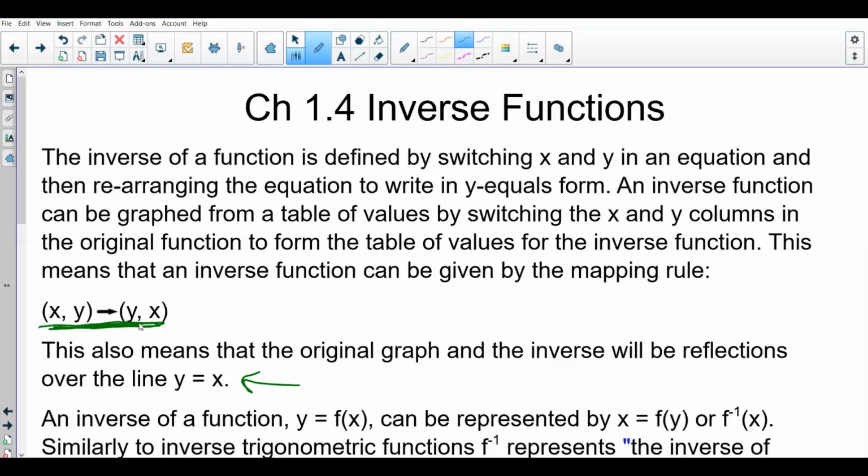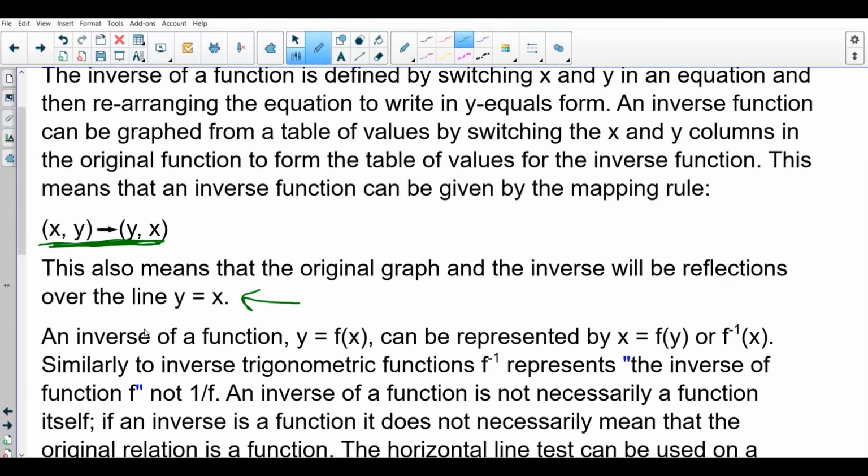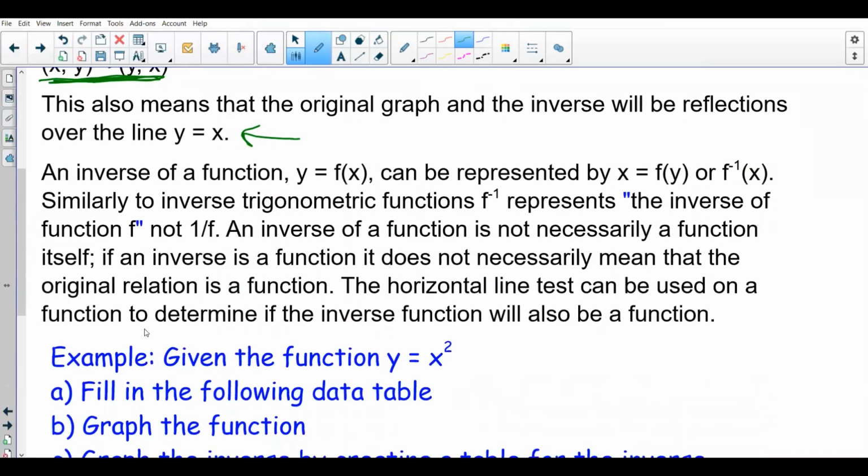So, a little bit of notation. An inverse of a function is represented in one of two ways. The first way, as I said a few seconds ago, isn't really the way we like to do it. We could write that function as x equals a function of y. But the way we usually do it looks like f to the negative first power. It's not f to the negative first power. It's f inverse of x.